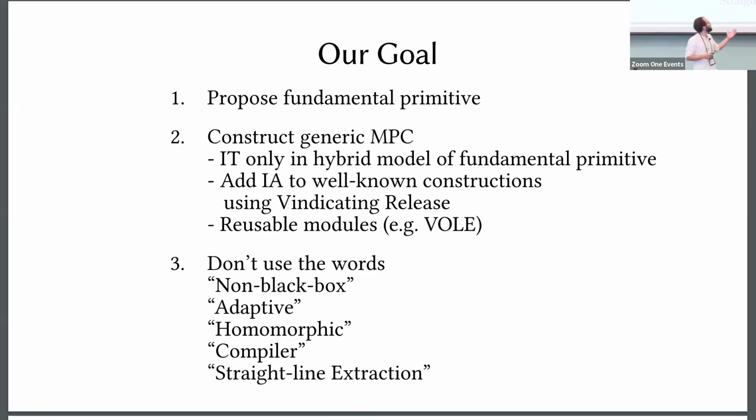And in service of these goals, I'm going to forbid myself some words for the rest of this talk. So we're not going to use the words non-black box or adaptive or homomorphic or compiler. And I'm going to add one to the list from earlier, which is straight line extraction. So we're going to forbid ourselves the Fischlin transform and anything like that.